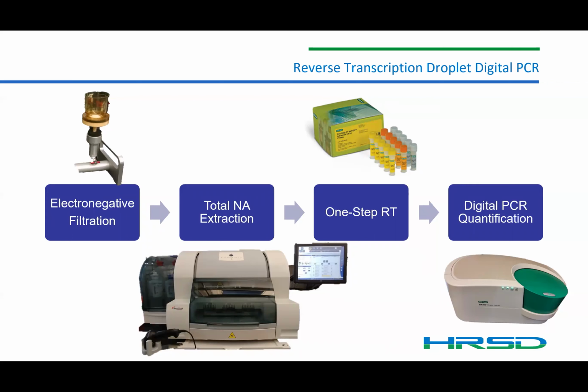For nucleic acid extraction, we do total nucleic acid extraction. We actually have this automated. The reason we do total nucleic acid extraction is because on a given sample, we can run a whole suite of assays, everything from SARS-CoV-2 to adenovirus. So we've realized that we like both DNA and RNA. For RT, we like one step. Again, this is for throughput and cost.